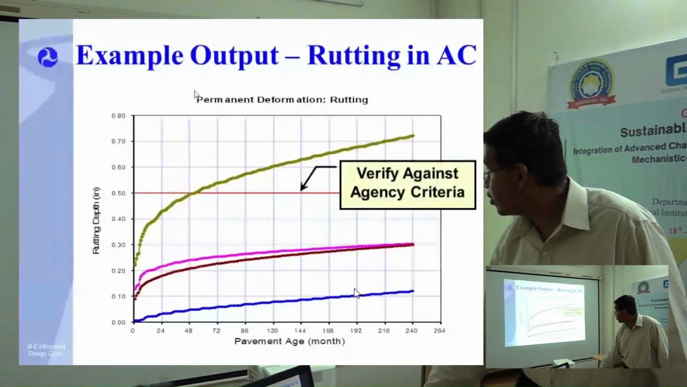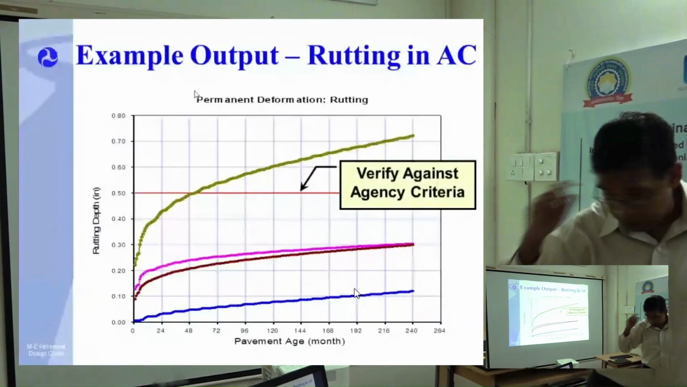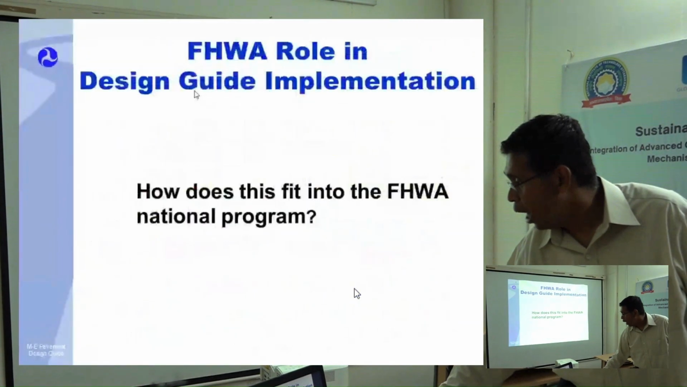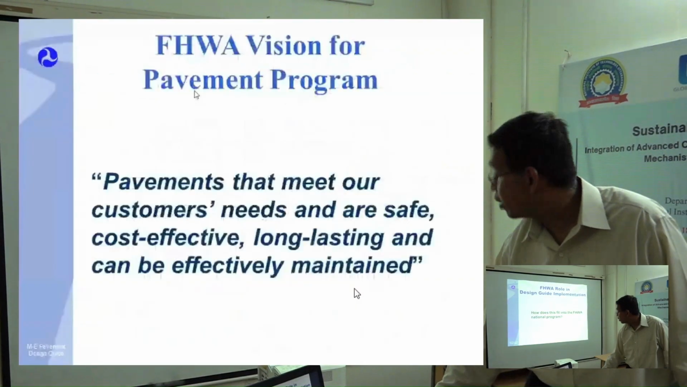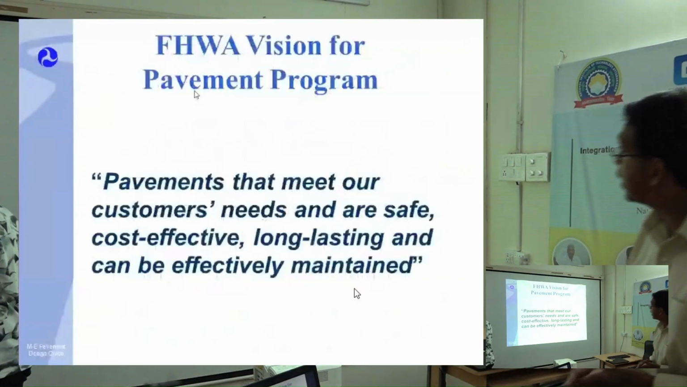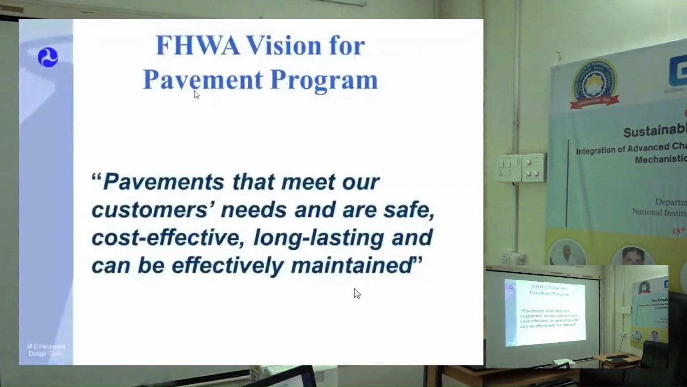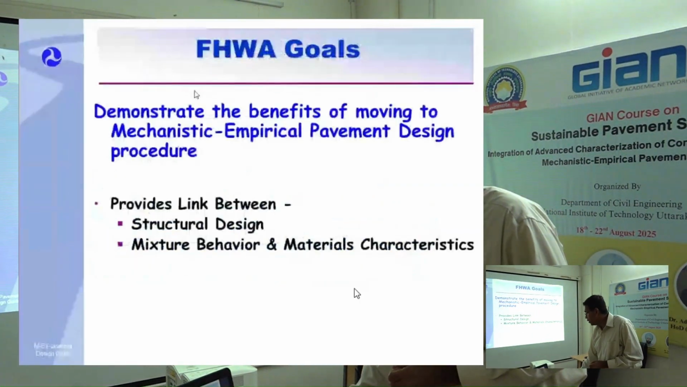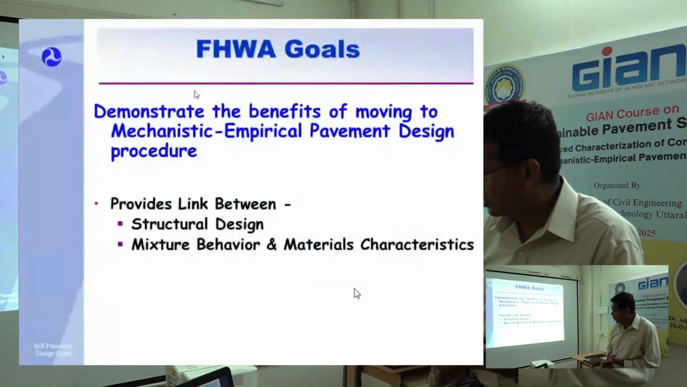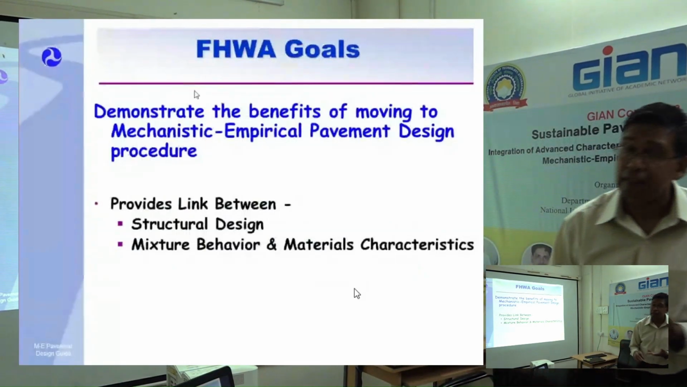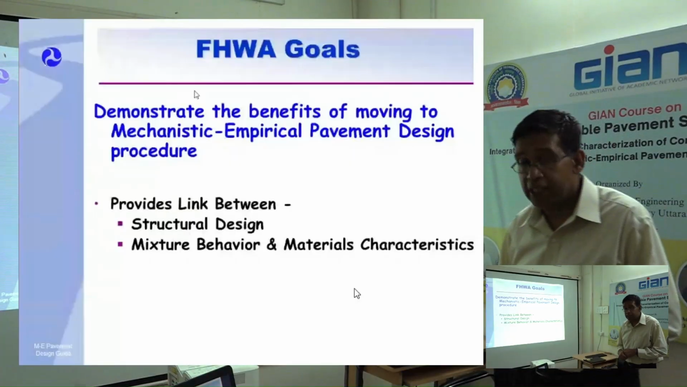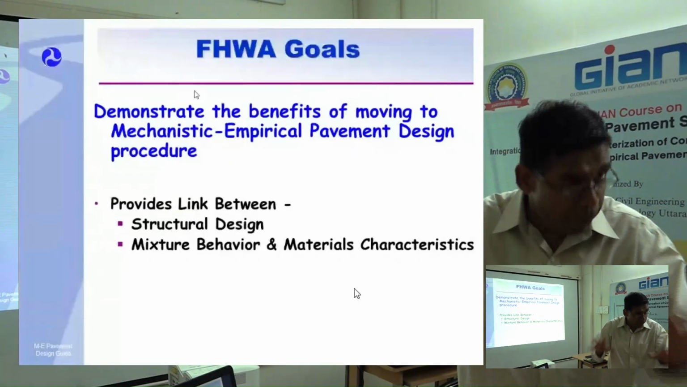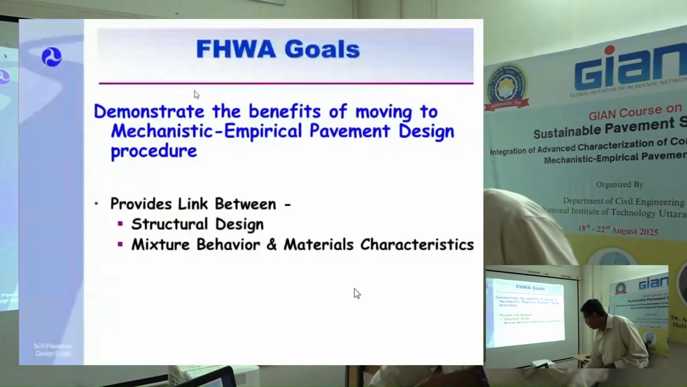Verify against agency criteria. We talked about that also. How did this fit into the FHWA national program? Pavements that meet our customers' needs and are safe, cost-effective, longer-lasting, and can be effectively maintained. And then demonstrate benefit, a link between structural design, mixture behavior, and material characteristics. So we are going to talk a little bit more about that as well.